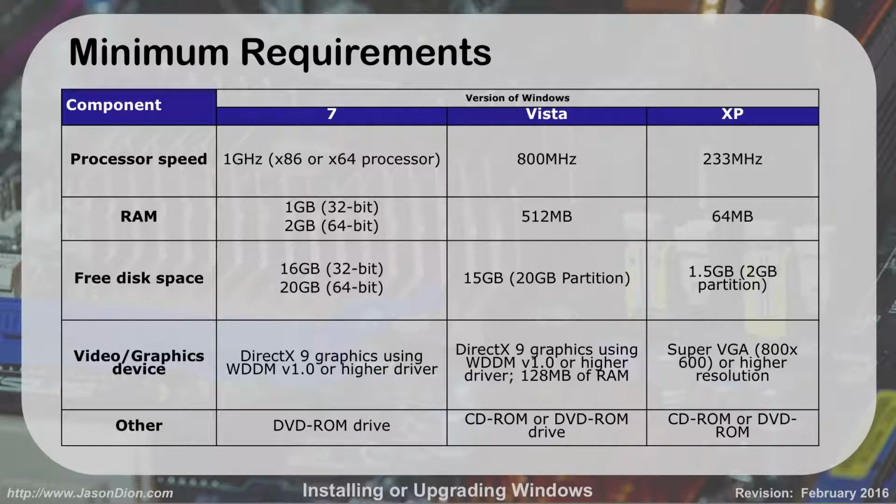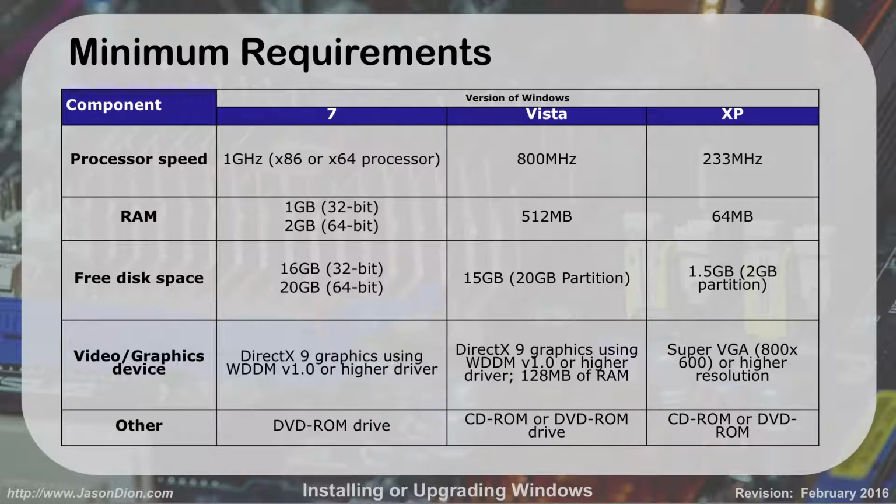For disk space, it's somewhere around 20. Don't worry too much about the 16 versus 20. Just think somewhere around 20 is good enough. And again, looking at XP, it only required 1.5 to 2. Now we're talking about 20, so 10 times bigger. And then again, we need some sort of optical drive to be able to read the disk. The disk comes as a DVD-ROM, so we need a DVD-ROM for that. Under XP, it came as a CD, so a CD or a DVD was fine.